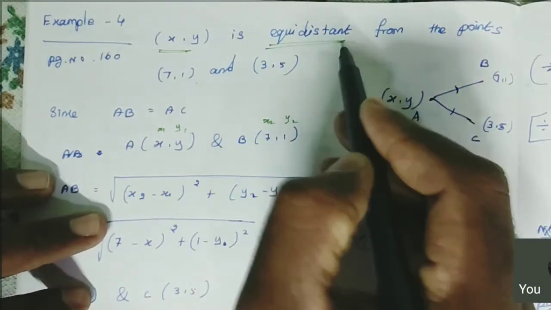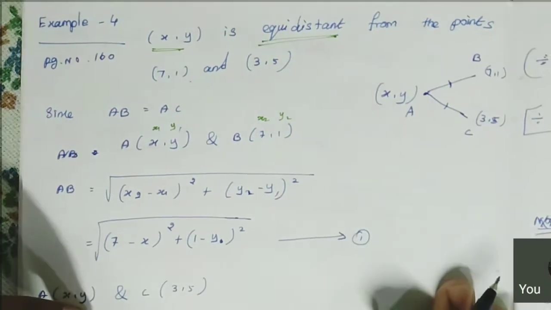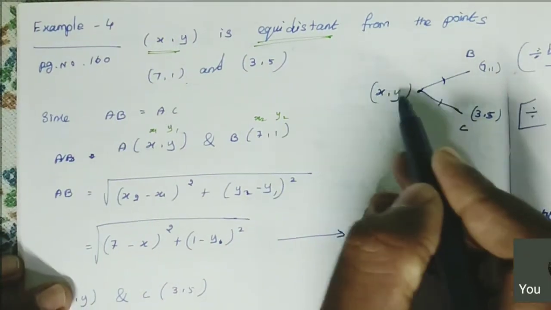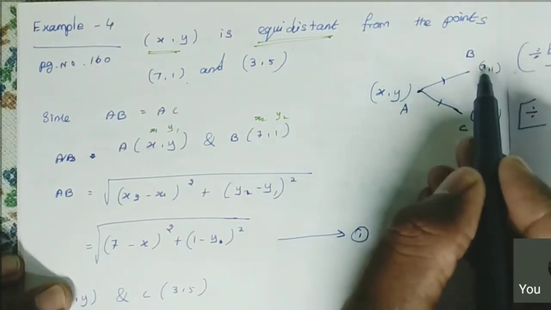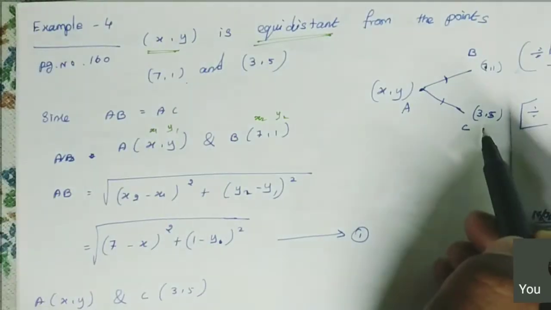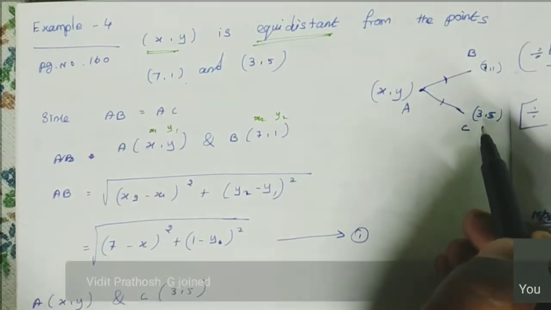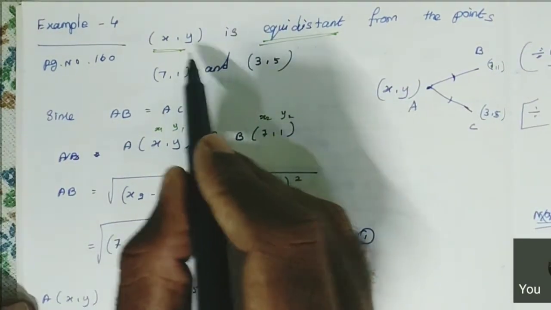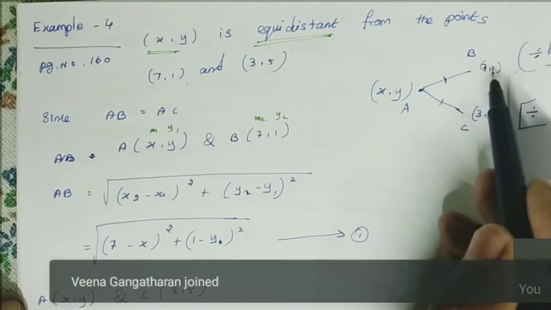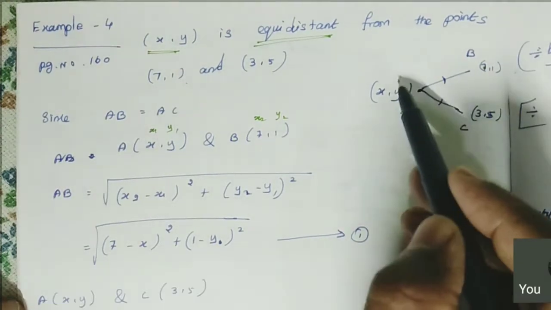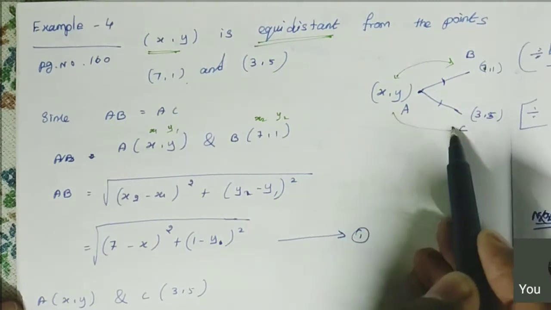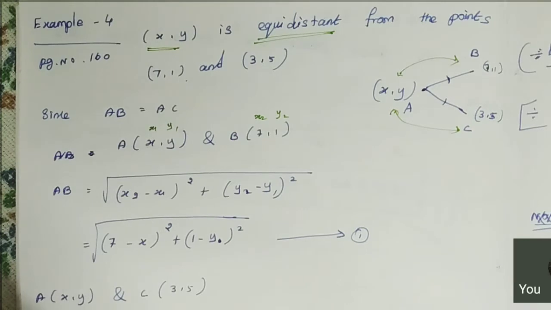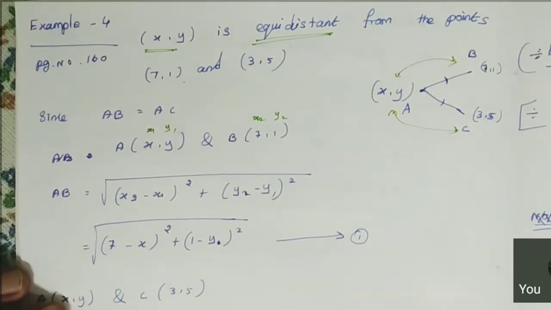What is the meaning of equidistance? Equal distance. So the point x comma y is at equal distance from the point 7 comma 1 as well as 3 comma 5. So the distance of these two is equal to the distance of these 2 points. Very clear?